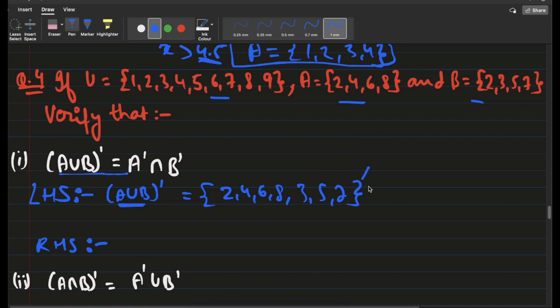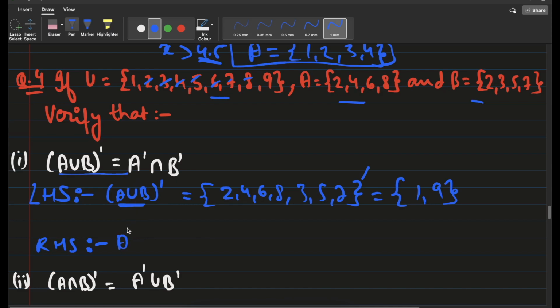Now if we complement it, what would be our answer? Let's cut 2 3 4 5, basically 6 7 8. So what is left? 1 and 9, right? Now let's find our RHS.